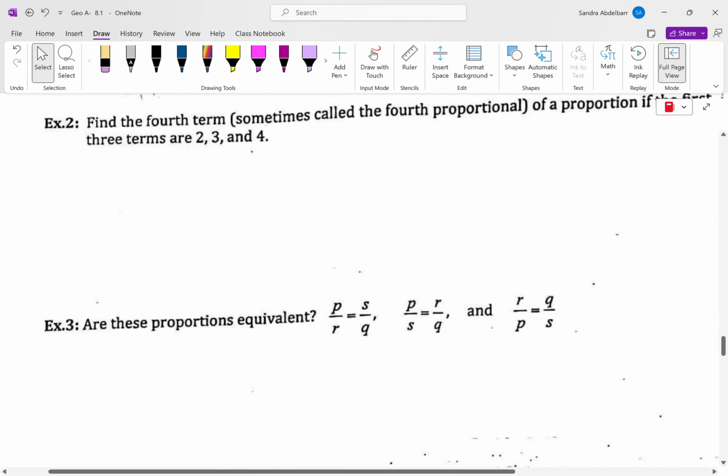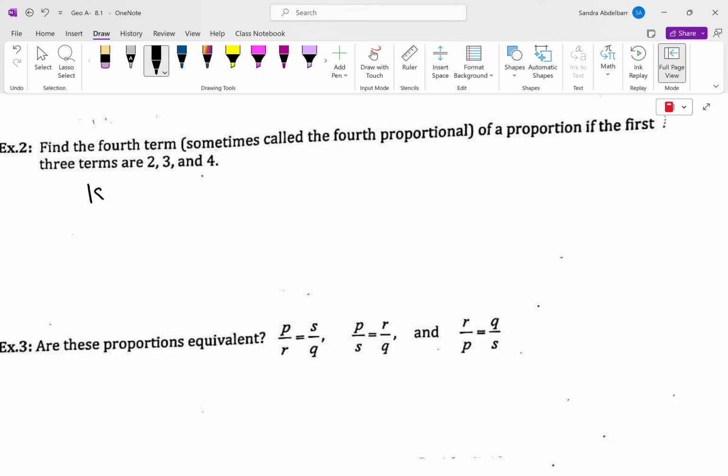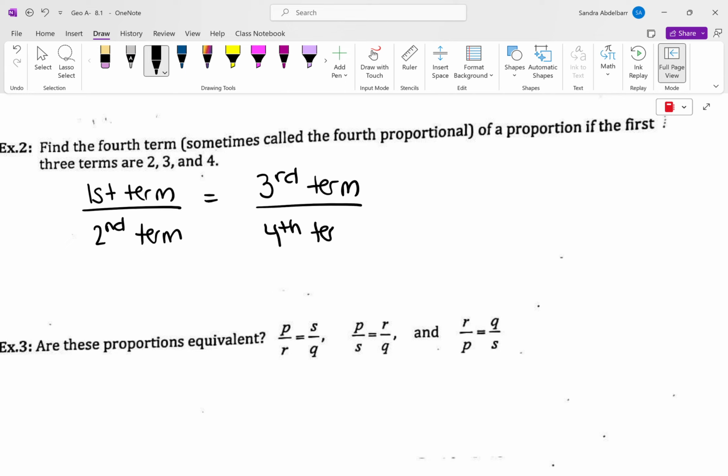All right, we can skip this solving for x. We already did ones like that. Let's go to example 2. It says find the fourth term, sometimes called the fourth proportional, of a proportion if the first three terms are 2, 3, and 4. Well, just recall, it's always our first term over our second term equals our third term over our fourth term.